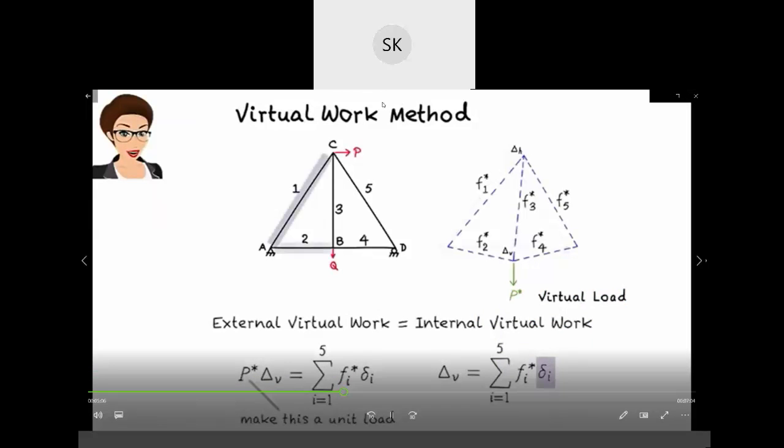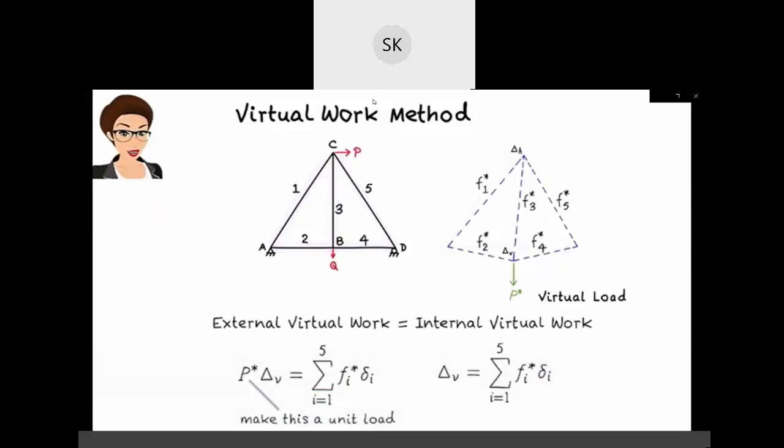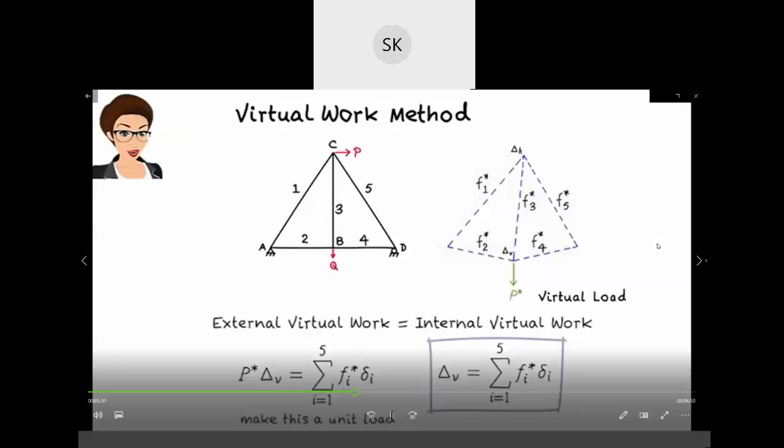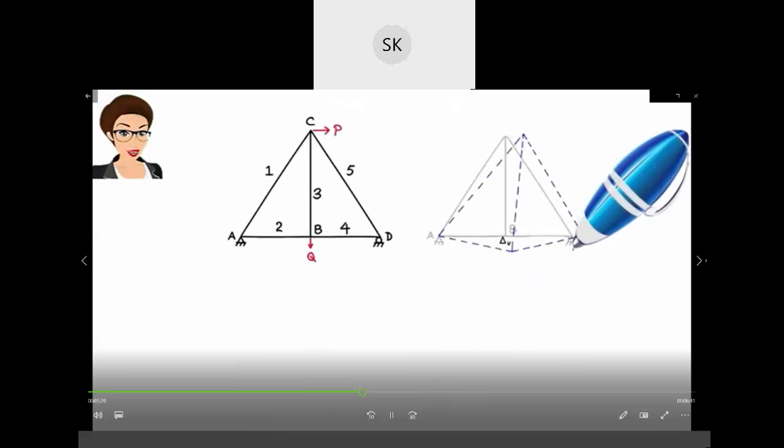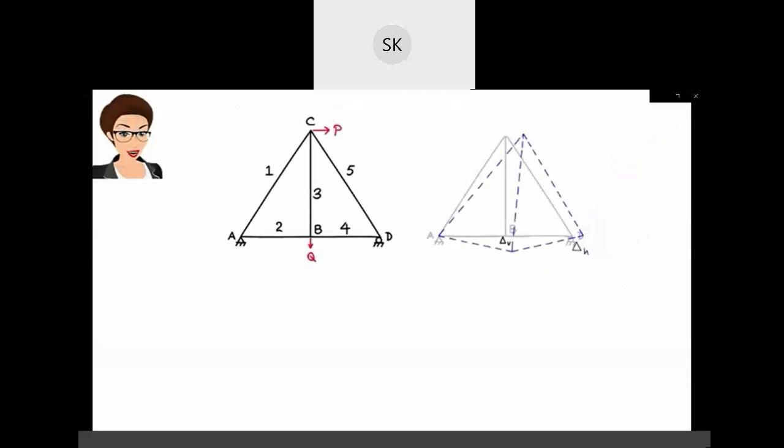Here, delta i is the real elongation in member i due to real loads, and F star i is the internal force in the member due to a unit virtual load. Using the equation, we can easily calculate delta V, the vertical deflection at B, due to the real loads. In fact, using this method, we can calculate displacement at any truss joint. For example, to calculate horizontal displacement at D, we place a horizontal unit virtual load at D, and we calculate member forces due to the load.